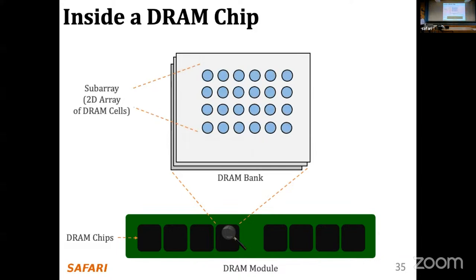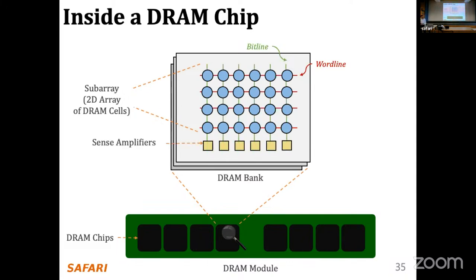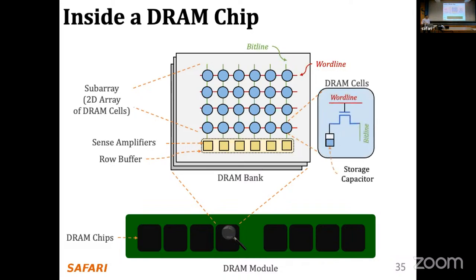Those DRAM cells are laid out in a 2D array. Horizontally, those DRAM cells are all connected to what is called a word line, and vertically, they are connected to what is called a bit line. The bit lines are connected to an array of sense amplifiers, which is called a row buffer. The DRAM cell itself is based on a storage capacitor, like the two plates you learn about in physics, though it is implemented in a more complex way. You have a capacitor-based storage, an access transistor, which gives you access to the charge stored inside this storage capacitor, and a bit line. This is the overall organization of a DRAM chip.